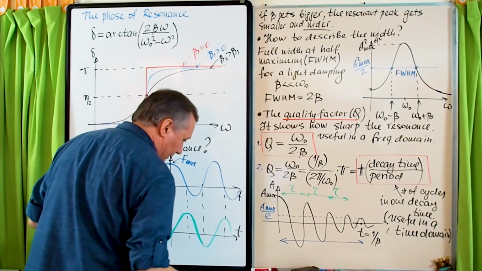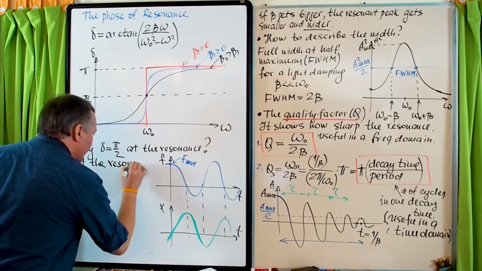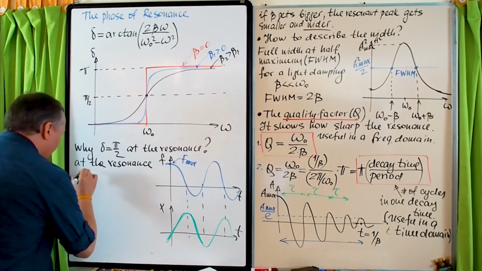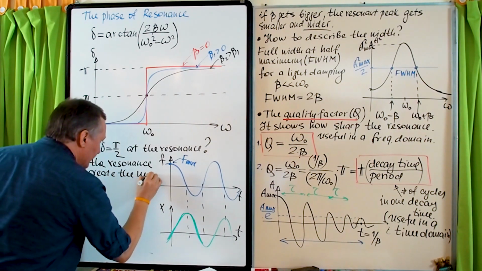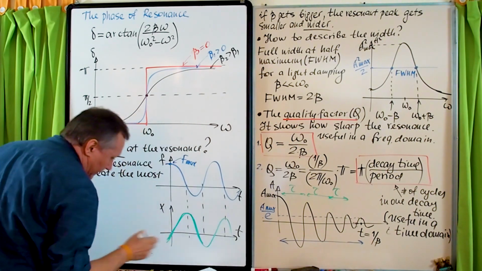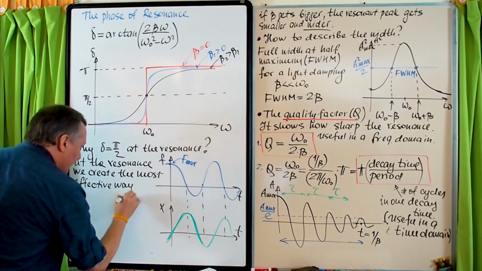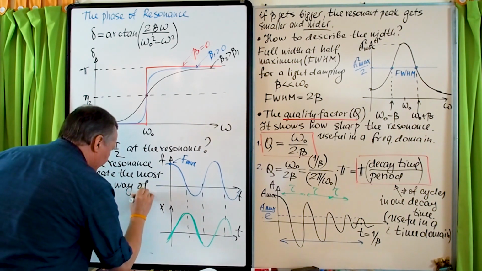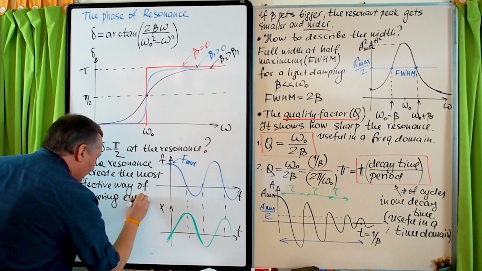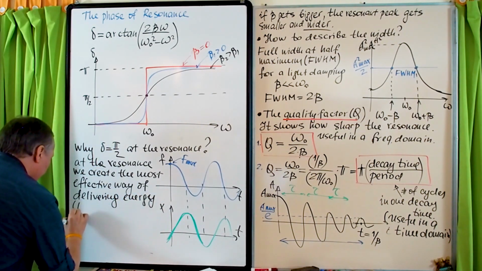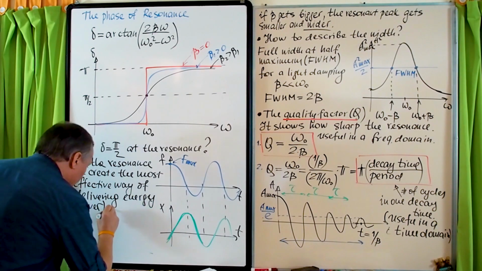Okay, and now let me finally write this down. So at the resonance, we create the most efficient way of delivering energy or power, energy per unit time, power, right, to the system.